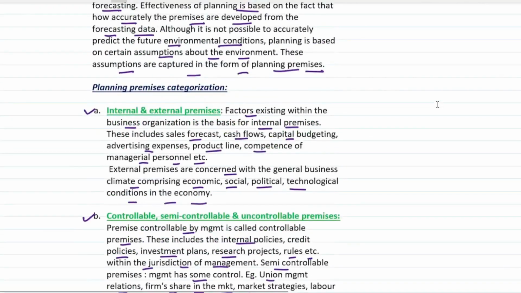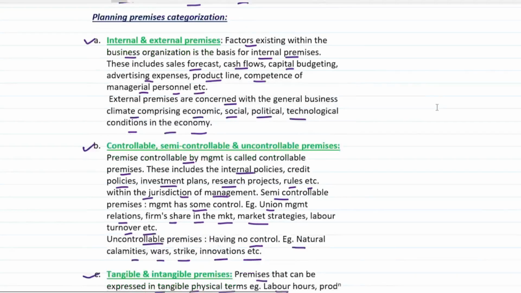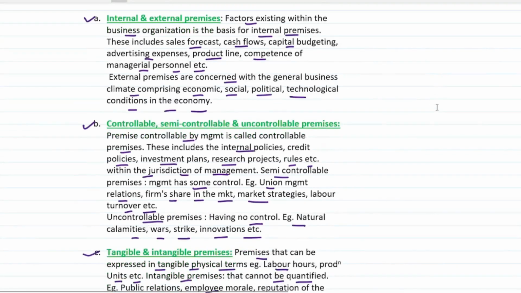So basically in the last part of the chapter we have seen what? We have seen the categorization of planning premises. We talk about the internal and external. Internal is something wherein the factors exist within the business organization, and external is something which is concerned with the general business climate. Whereas when you talk about controllable, semi-controllable and uncontrollable, controllable is something which management has complete control over. So these can be internal policies, credit policies, investment plans, etc. And it is within the jurisdiction of the management.